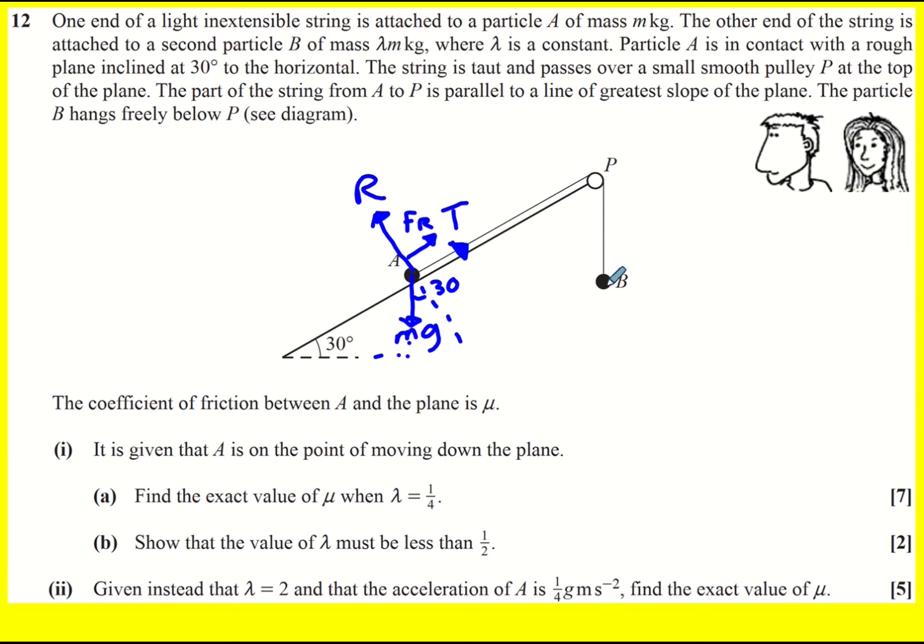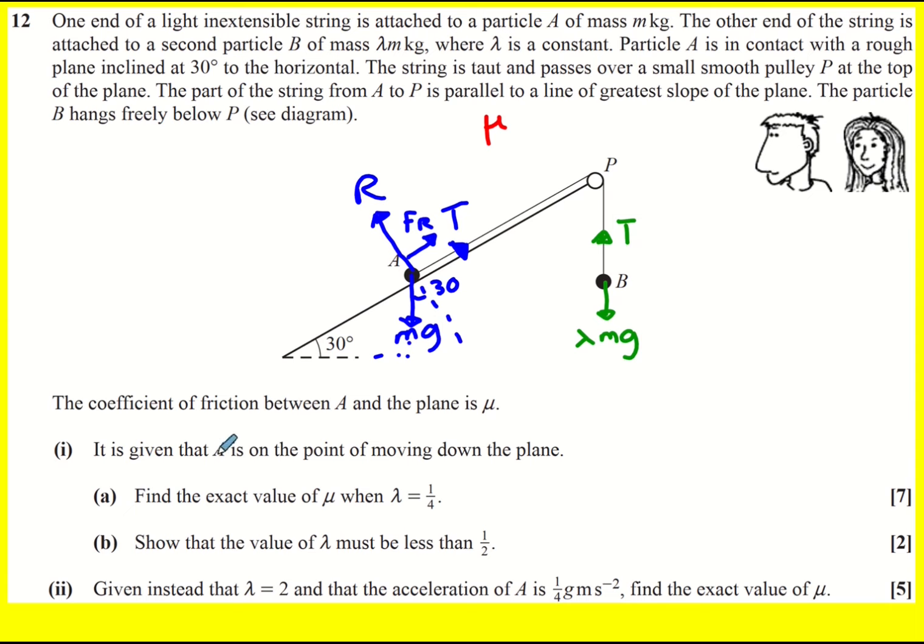Now let's take a look at the forces acting on B. It has a weight, which in this case is mu m times g, and then a tension acting up, trying to prevent it from just falling under gravity. So those are all my forces on the system. The only thing I've not added is that there's a coefficient of friction, mu. So I'll just put that up here.